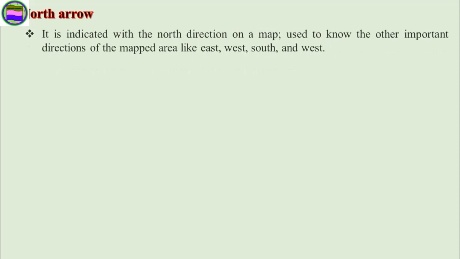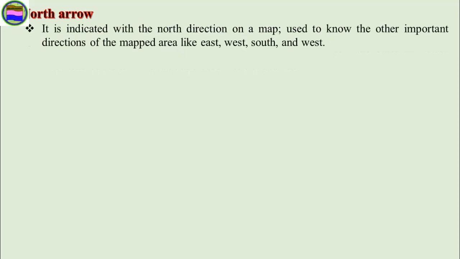And the other major element of marginal information is the north arrow. This north arrow tells about the direction. Where is the north? It indicates the north direction on the map and is used to show the other important directions of the mapped area, like east, west, and south. So if there is no north arrow, it is difficult to identify the position in relation to others, because the northing should be included here.